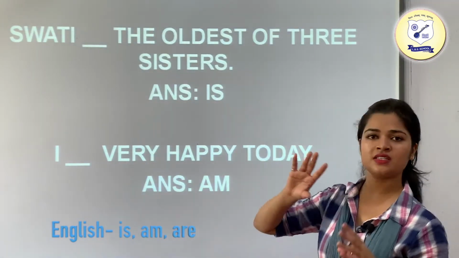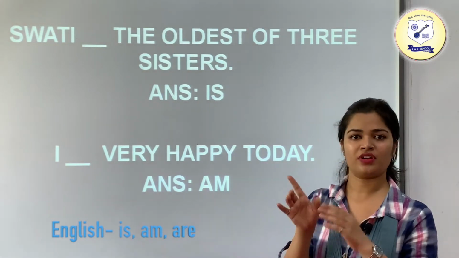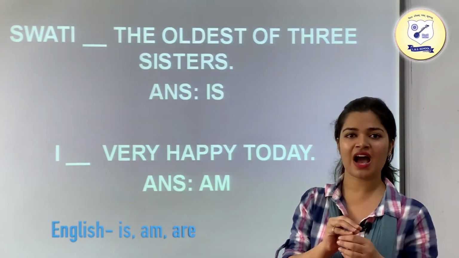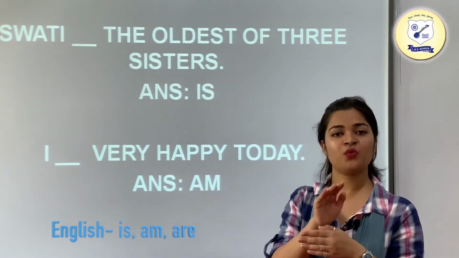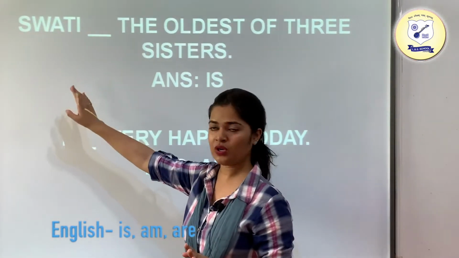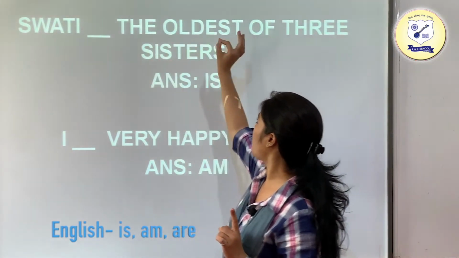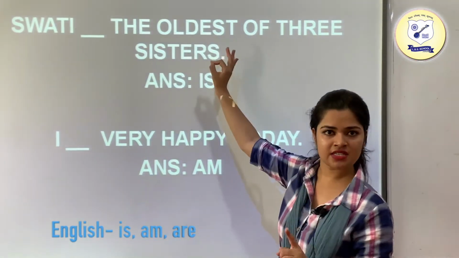Similarly, Swati, since Swati is your noun and she is singular, a singular noun. I have told you that if we are having a singular noun, what we are going to use is "is". Since we are talking about Swati only, which is your singular noun, so what it would be? Swati is the oldest of 3 sisters.